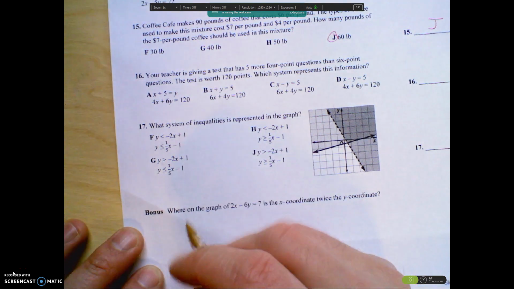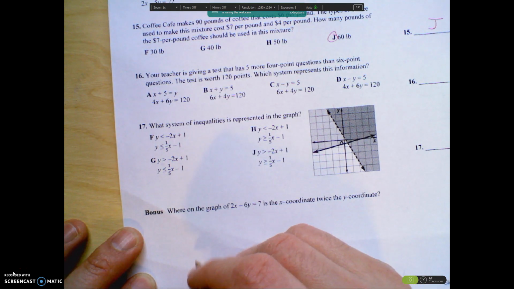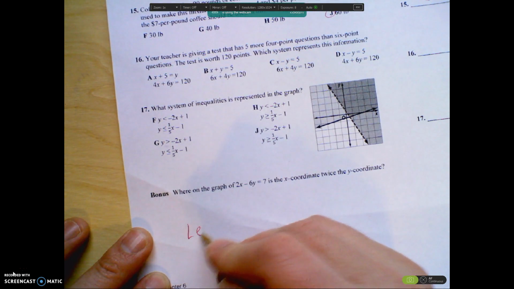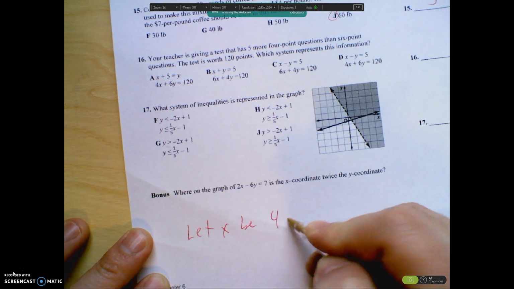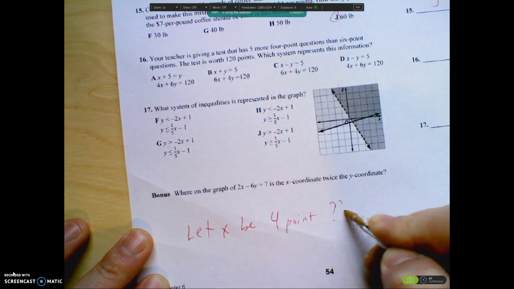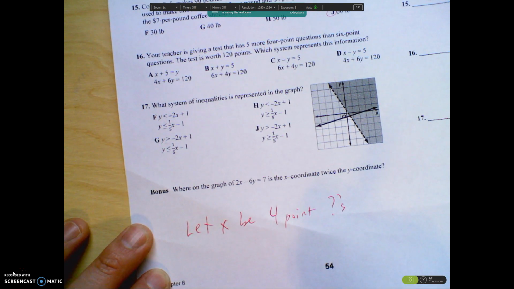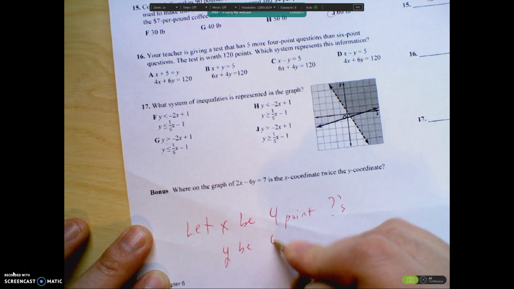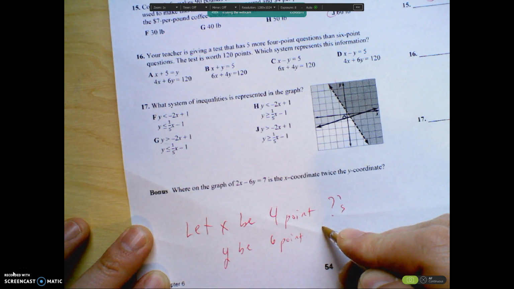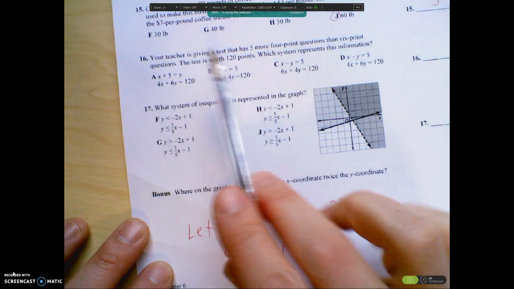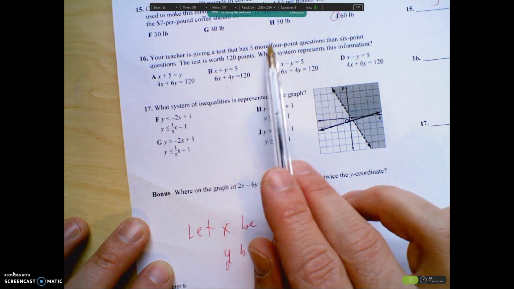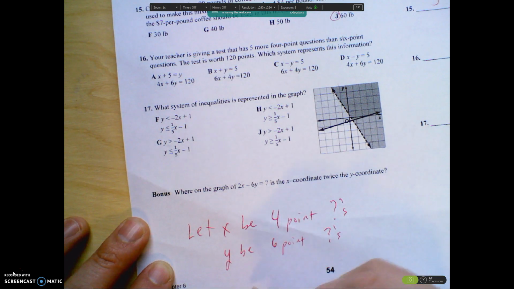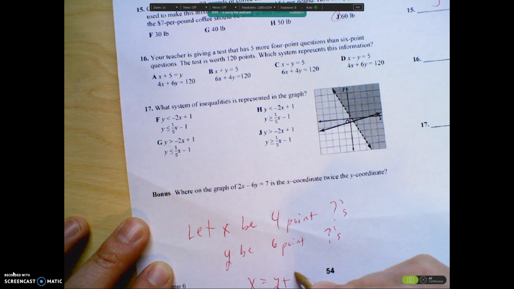So I know that there are more 4-point questions than 6-point questions. So I'm going to let, and that is very important here, and I usually don't do this, I'm going to let X be 4-point questions. And then I'm going to let Y be 6-point questions. So, according to that first sentence, your teacher is giving a test that has five more 4-point questions than 6-point questions. So that actually is X equals Y plus 5.